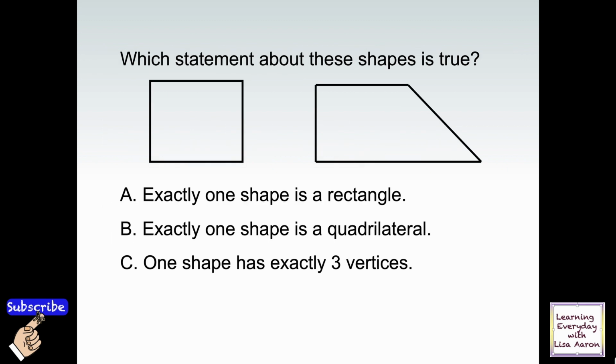Which statement about these shapes is true? A. Exactly one shape is a rectangle. B. Exactly one shape is a quadrilateral. C. One shape has exactly 3 vertices. Exactly one shape is a quadrilateral. All the sides are equal, and there's 4.